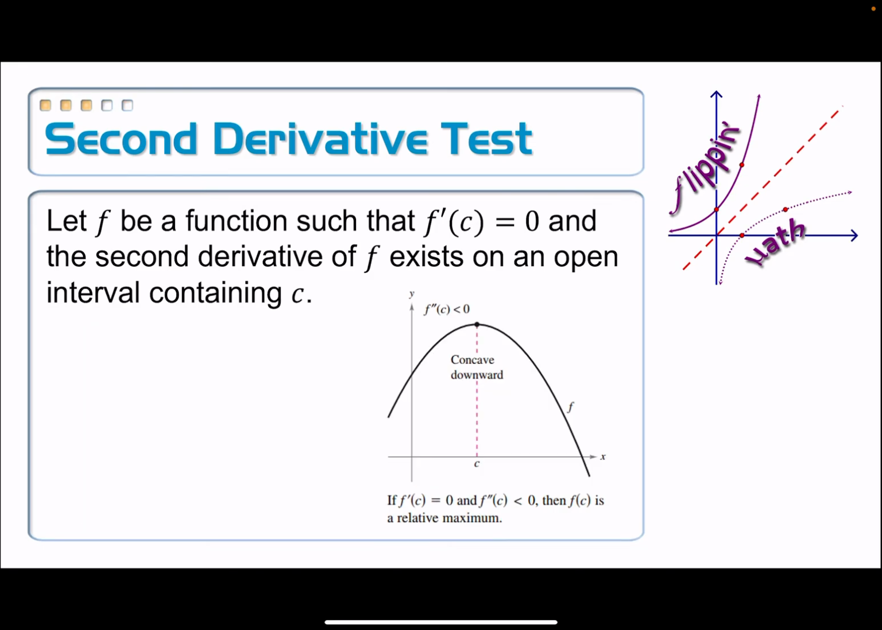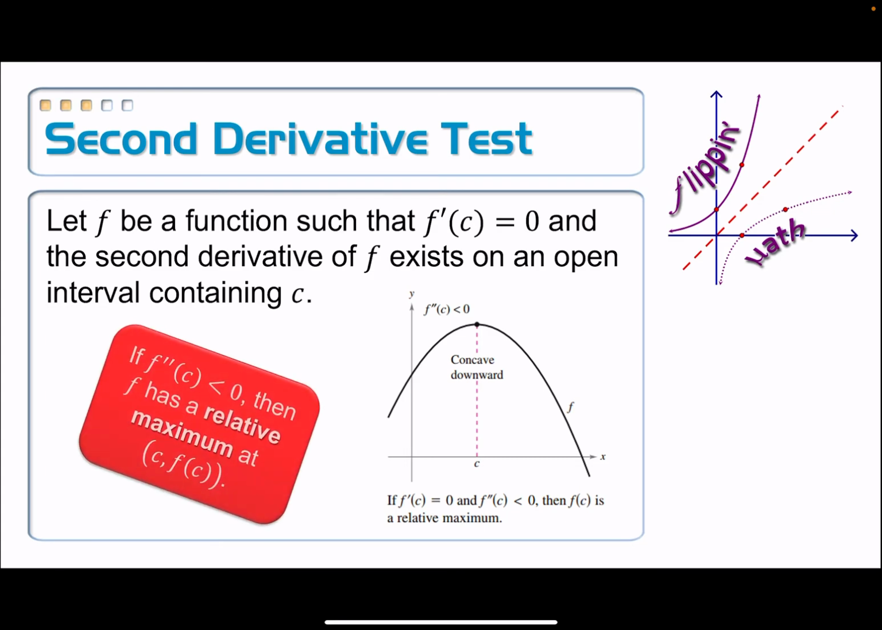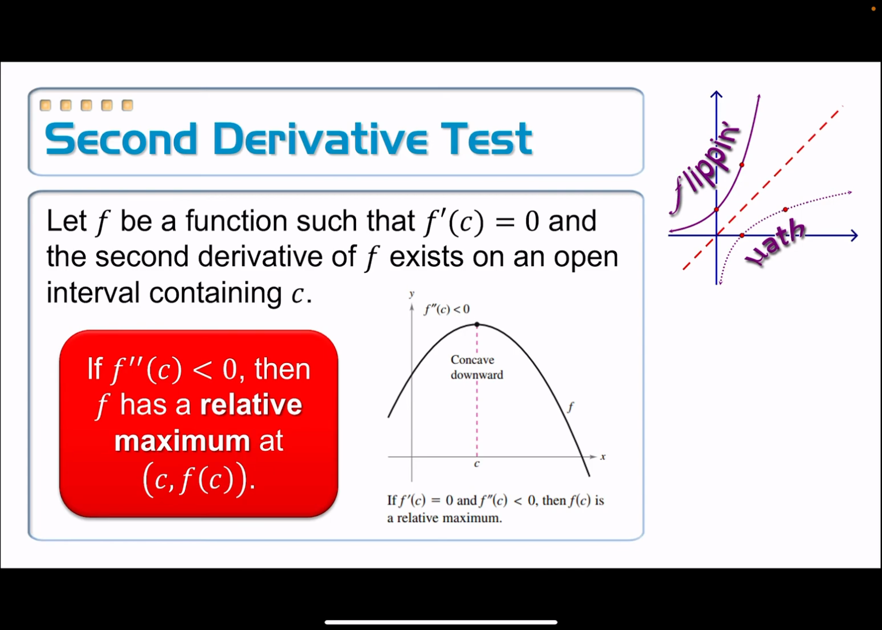Second part of this thing. Again, we have a critical value. We plug the value of c into the second derivative. This time we have a negative number. So the second derivative at c, our critical number, is less than 0. It's concave downwards. We're caving downwards away from our horizontal tangent line. This is going to give us a relative maximum at c comma f of c.